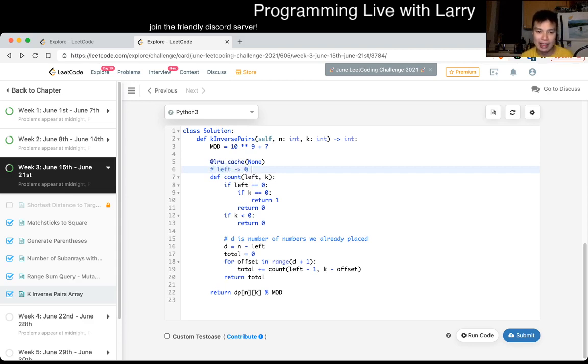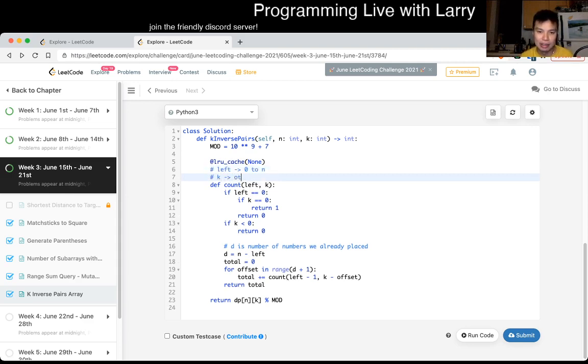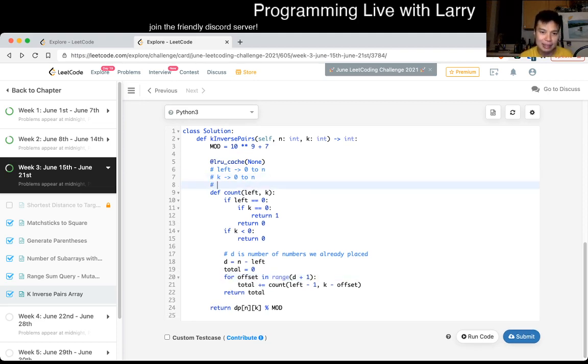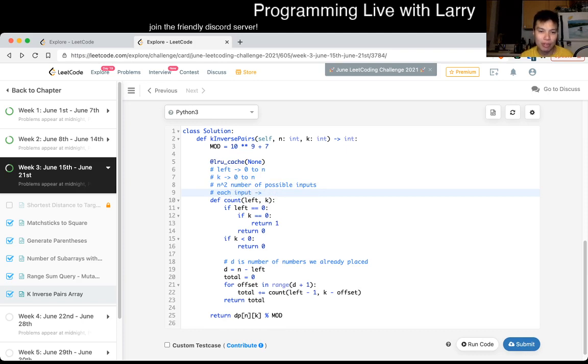Left is equal to 0 to n, and K is equal to 0 to n. Well, let me explain it a little bit better. So that means that there are n squared possible inputs, and for each input we do O of n work because of this for loop, right? Roughly speaking. So that means that this is an O of n cubed algorithm. And obviously n cubed for n equal to 1,000 is going to be too slow.